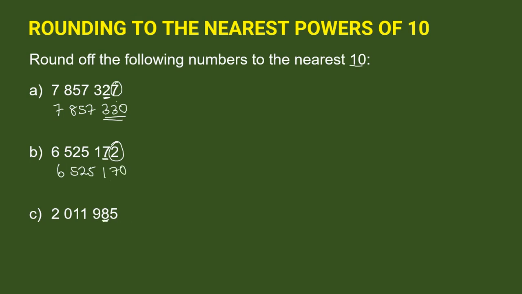We have the tens digit here, which is 8, and then the number next to it is a 5. We said if the number next to the tens digit is 5 or more, then the tens digit is increased by 1. So since this number is a 5, that means the tens digit, the 8, is going to be increased by 1, becomes a 9, and then the last number becomes 0. So it's 2,011,990. Okay, that's how we round off to the nearest 10. In the next part of the lesson, we're going to look at rounding off to the nearest 100.